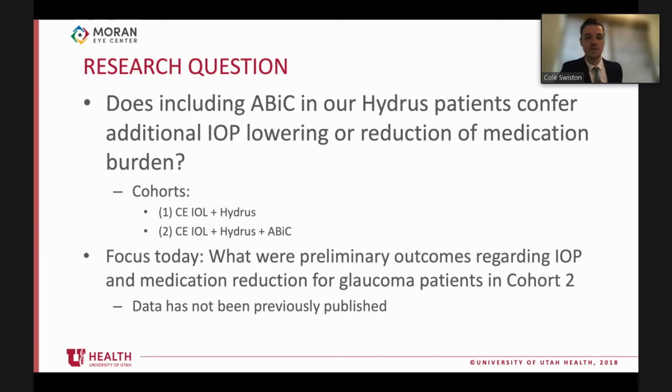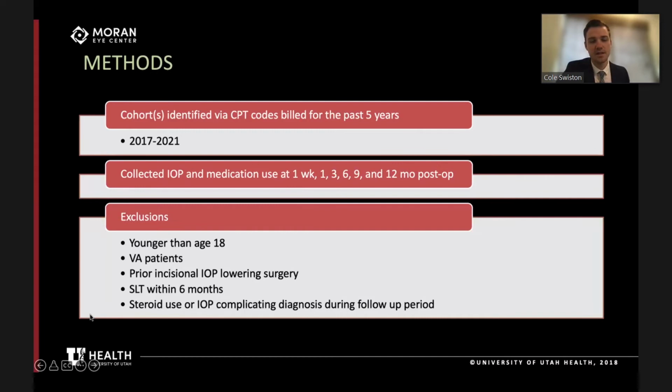To do that, you obviously need two cohorts: your Hydrus alone, or in this case cataract surgery with Hydrus, as well as the ABIC Hydrus cohort. We're going to focus on cohort two today because we have preliminary data for that group of patients at the Moran, and this data has not been previously published. To identify these patients, we looked at CPT codes over the last 5 years and then did a retrospective chart review looking at IOP data and medication use throughout 12 months of follow-up.